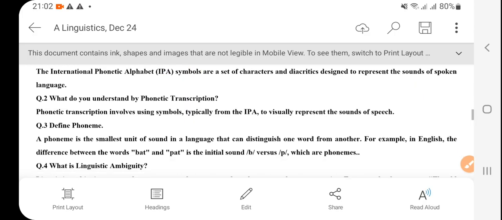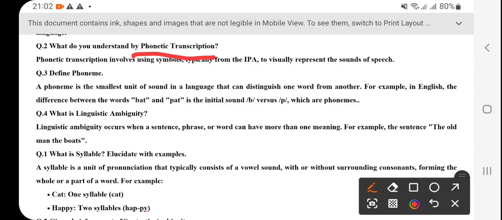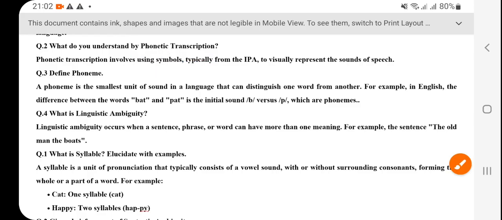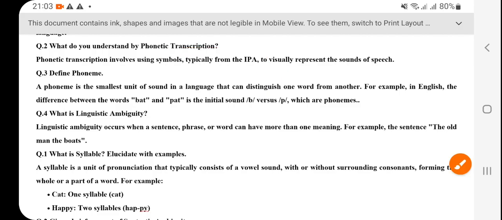The next question is, what do you understand by phonetic transcription? So what is phonetic transcription? It involves symbols, typically from the IPA. The transcription is done through IPA symbols that visually represent the sounds of speech, right? So that is visual, so that you can imagine it, and that is the sounds of speech. It means what you listen to, the same you transcribe.